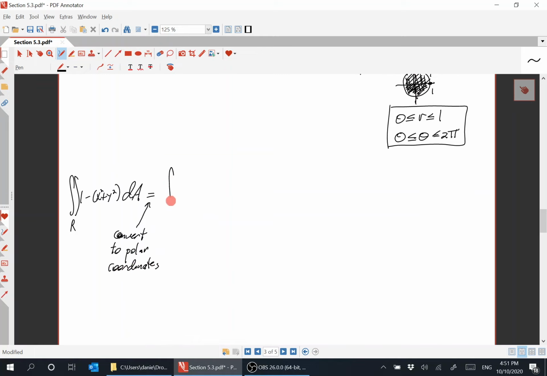Okay, so double integral 0 to 1 for r, 0 to 2 pi for theta. All right, this is the r. 1 minus, and what is x squared plus y squared? X squared plus y squared is just r squared. And then dA becomes r dr d theta.